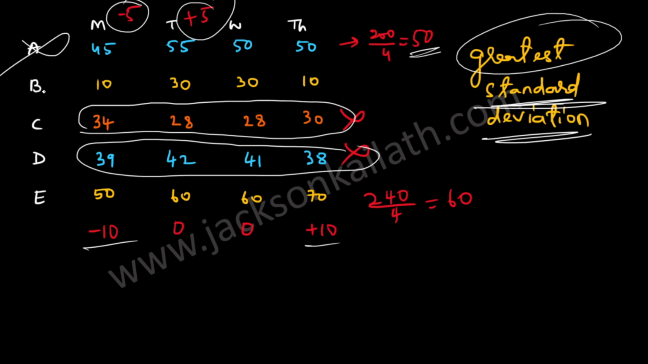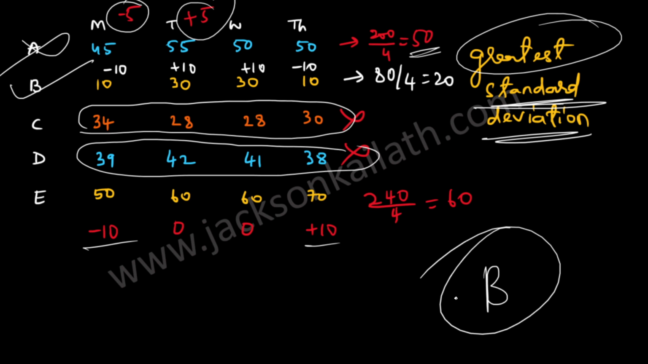And what about option B? The mean is 10 plus 30 plus 30 plus 10 divided by 4, which is 80 by 4, which is equal to 20. Now what about the deviation from the mean? Over here you have minus 10, for 30 you have plus 10, for 30 you have plus 10, and for 10 you have minus 10, and then we'll be squaring it up, right? So that's 100 plus 100 plus 100 plus 100. So yes, this is definitely the greatest standard deviation. Therefore the correct answer to this question is option B, that is company B has the greatest standard deviation.